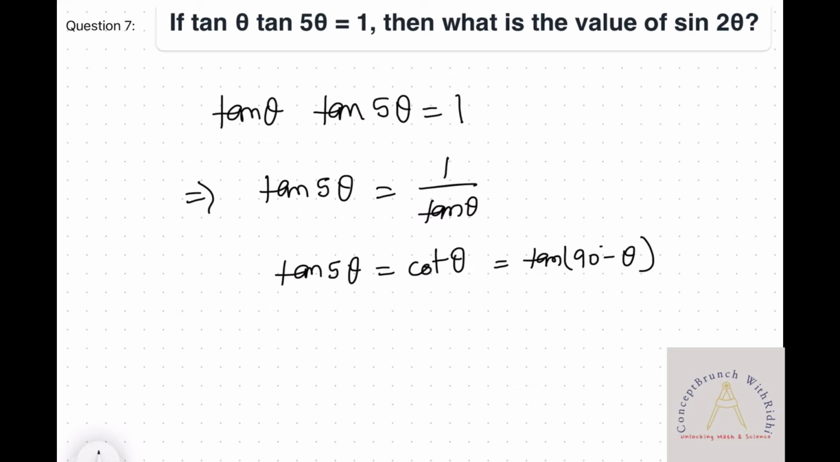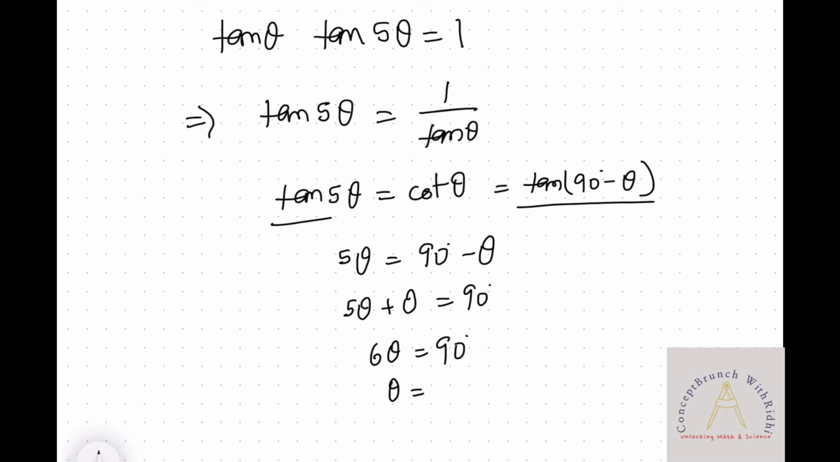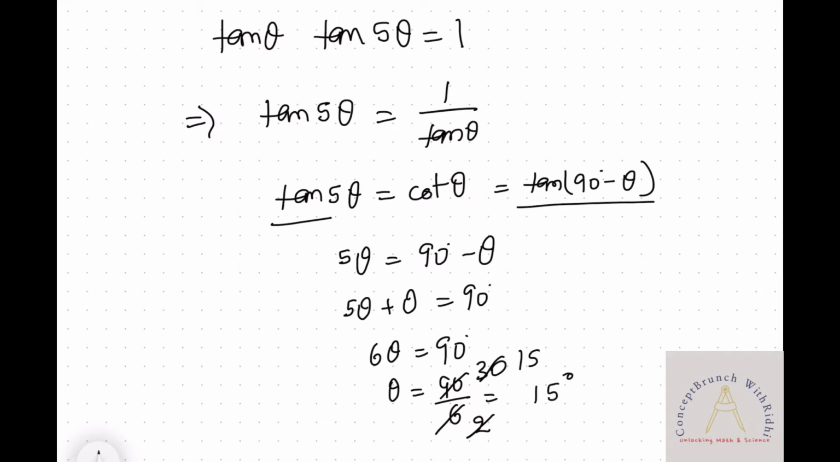So from here we can compare them, right? So we can write 5 theta is equal to 90 minus theta. So 5 theta plus theta, we can transfer this side, right? So it will be plus theta is 90. 5 theta plus theta is 6 theta, that is 90. So theta is going to be what? 90 divided by 6, correct? We can divide with the 3. So this is going to be 30, this is going to be 2, and this is going to be 15 degree, correct? So theta we got as 15 degree, right?